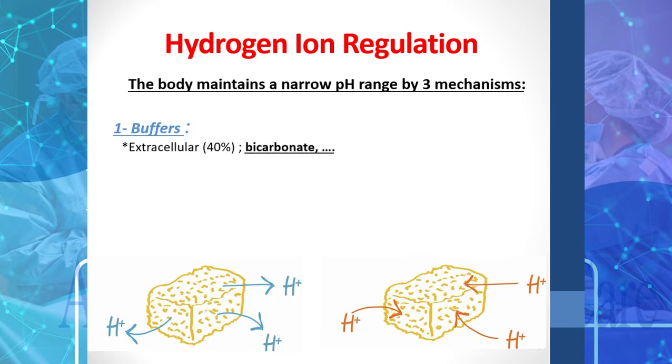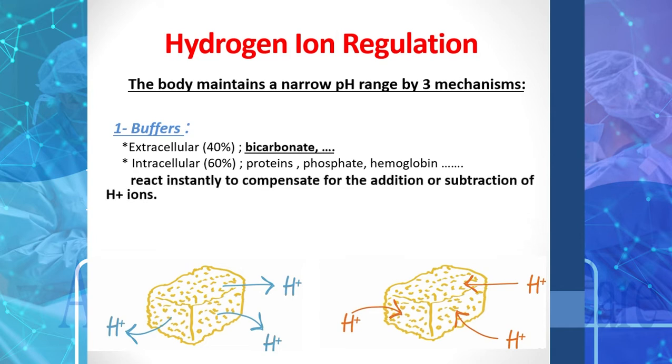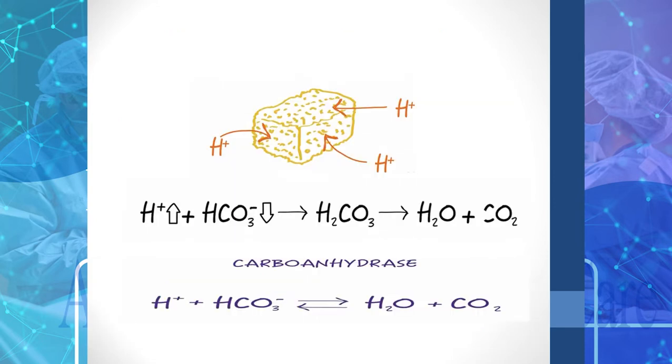and this can be reached by three mechanisms. First of them is the buffers, and these buffers are present everywhere, extracellular and intracellular. Once they find the hydrogen ion, they catch it like a sponge. They work within seconds, with immediate effect. The most important of these buffers is bicarbonate, also protein, phosphate, and hemoglobin itself. Buffers are like sponges. When the hydrogen ion amount increases, they will absorb it. When it decreases, they will release it. Simply.